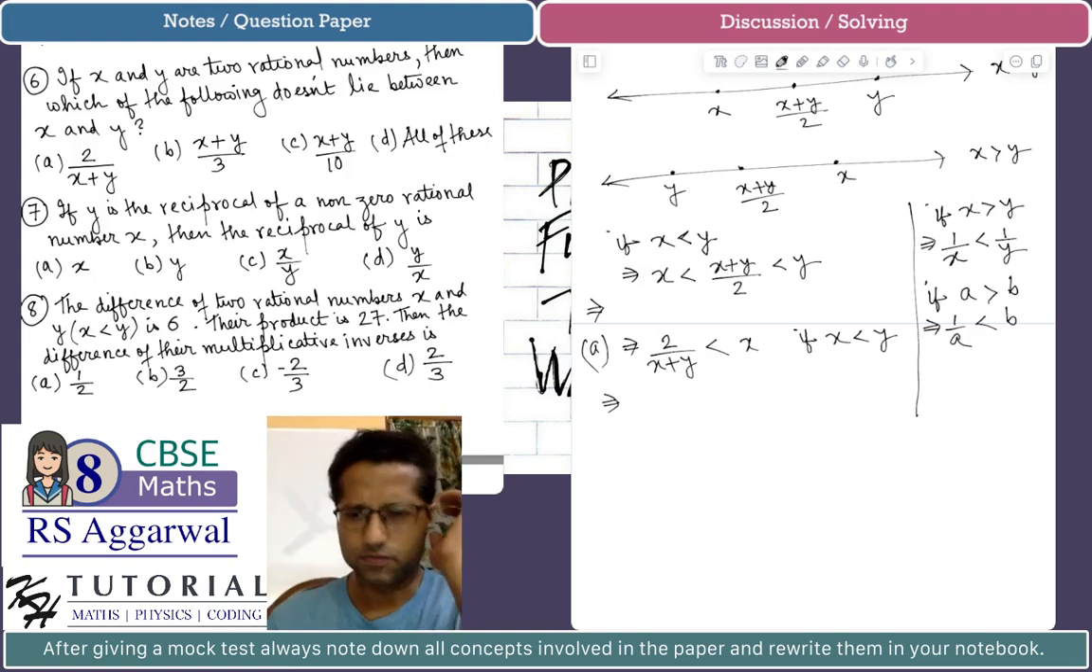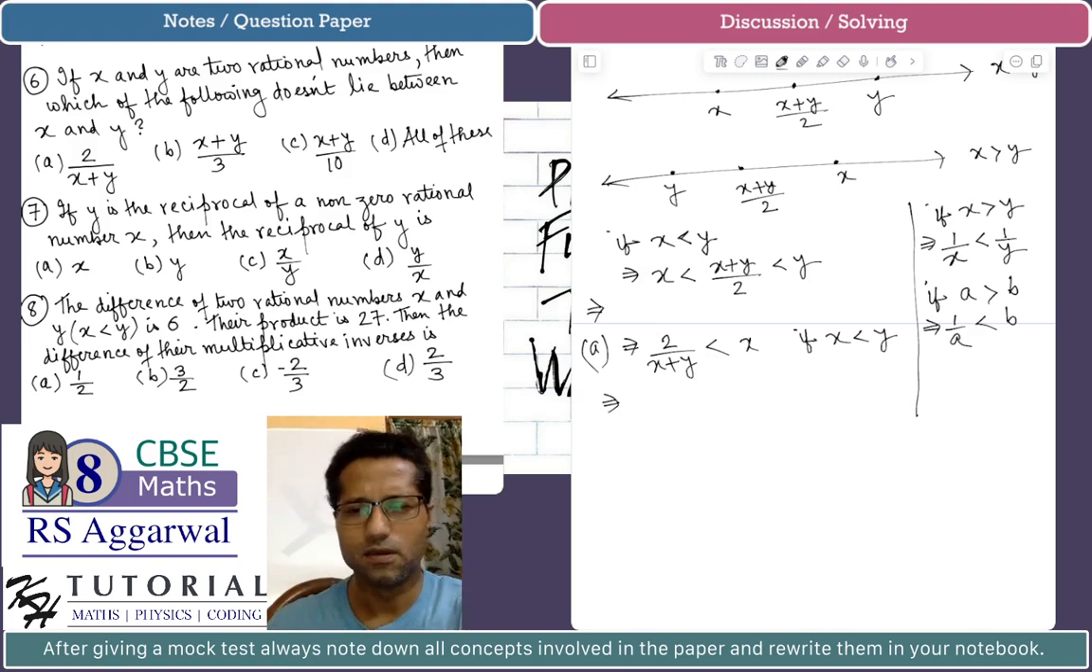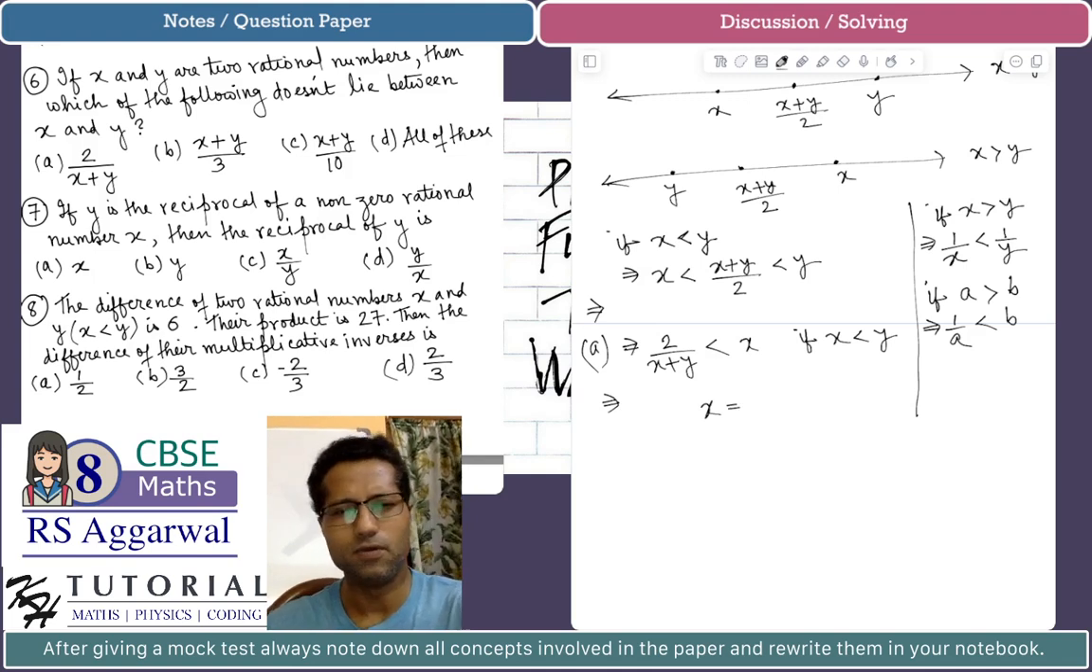Okay, so one thing just struck my mind for this kind of problem. Since it says x and y are two rational numbers and nothing is said about whether they are positive or negative, you can possibly choose some specific values of x and y and see what is working. So I am doing some trial and error.